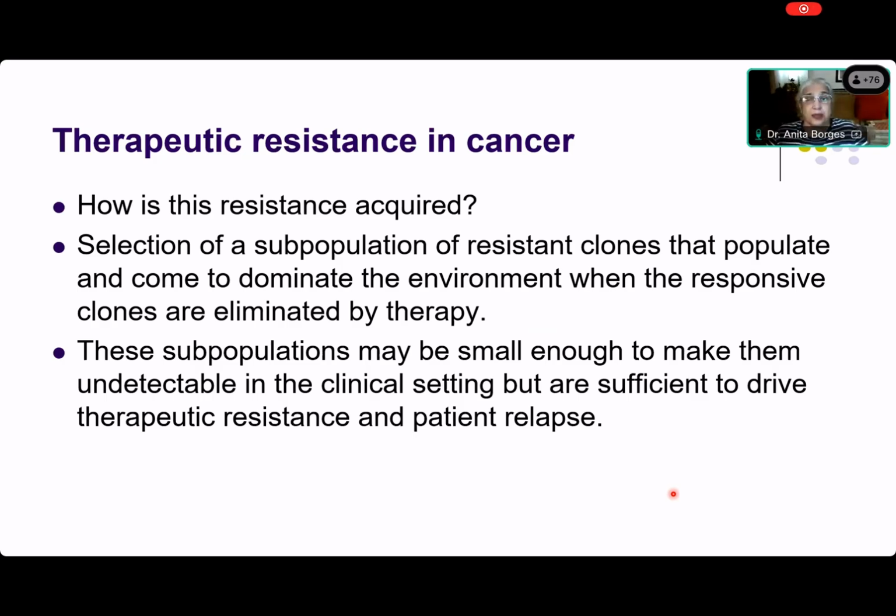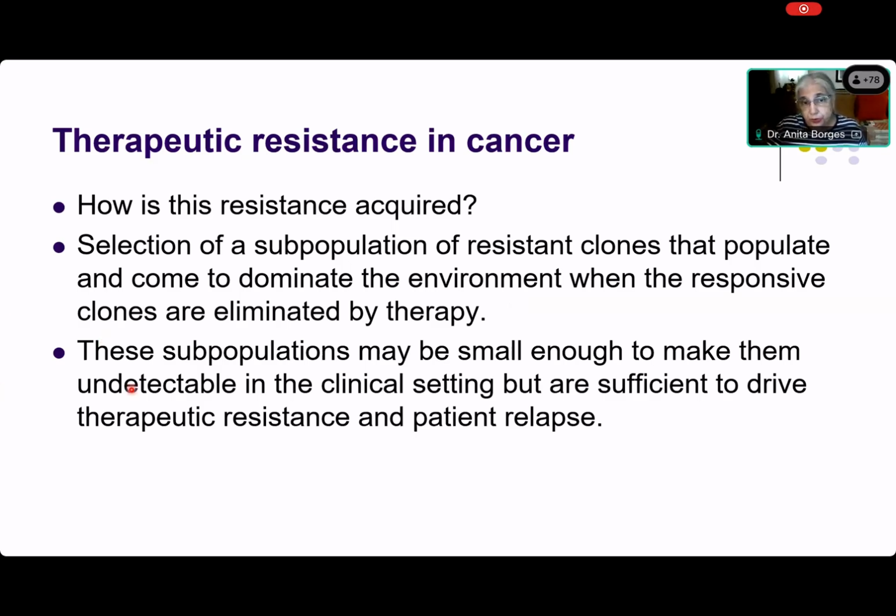And we know that as far as the bacteria are concerned, there is a selection of a subpopulation of resistant clones, bacteria that populate and come to dominate the environment, say you're dealing with an abscess or with pneumonia or whatever, when the responsive clones are eliminated by therapy. So if you have something sensitive to that antibiotic, those clones of bacteria are eliminated, and lurking around in the background were resistant clones. And the moment the sensitive clones are got rid of, the resistant clones rear their ugly heads.